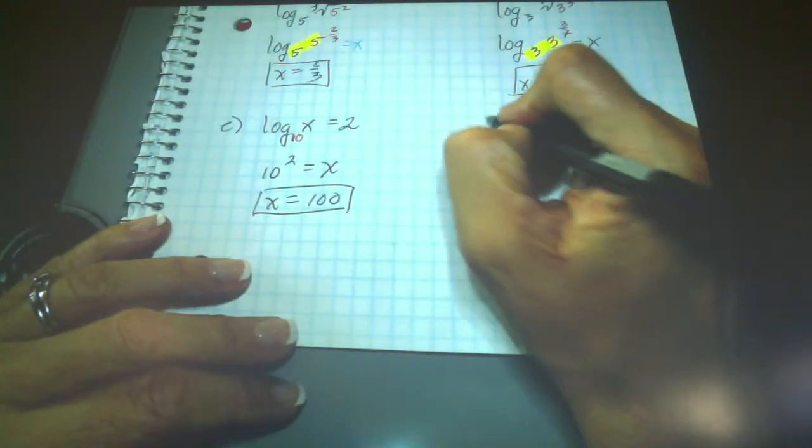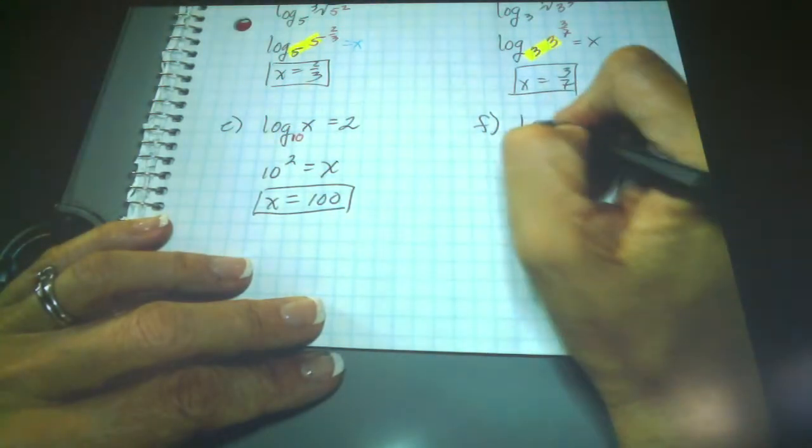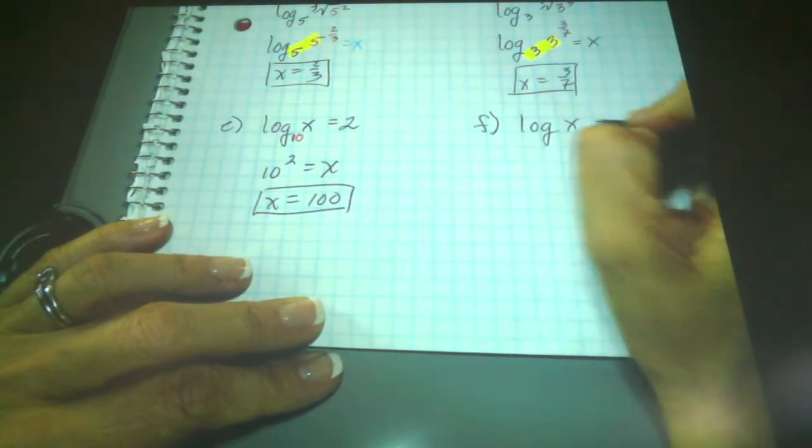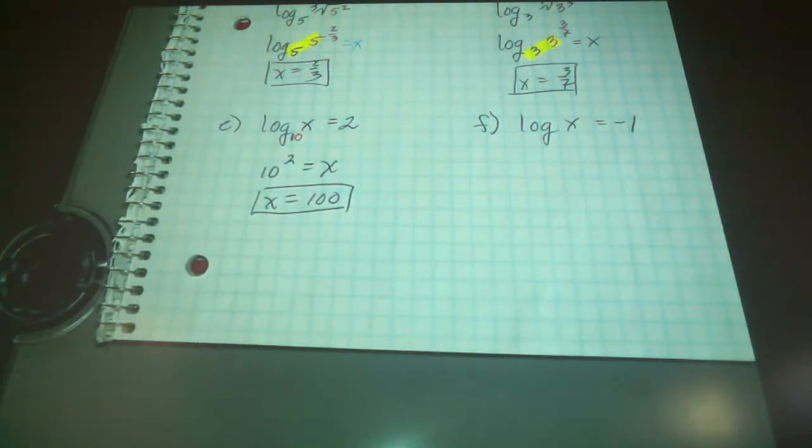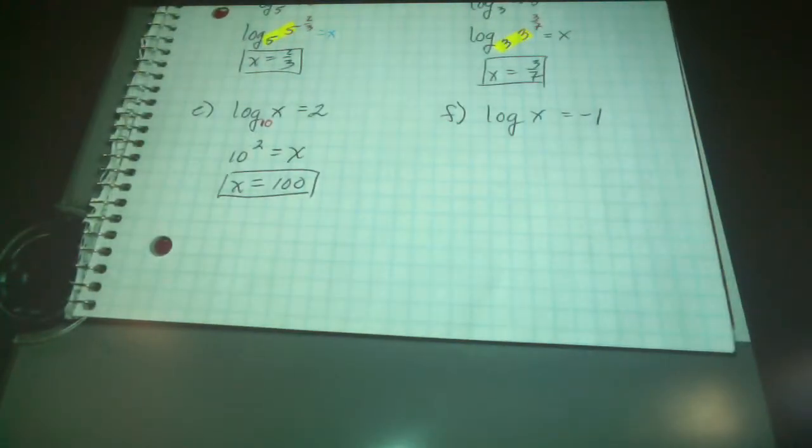All right, what about this one? Log of x is equal to negative 1. So you do this one on your own. There are 2 different ways you could write the answer. They're not different values, they just look different. So consult with a neighbor when you're done. So how do you write that without the negative? So consult with a friend.